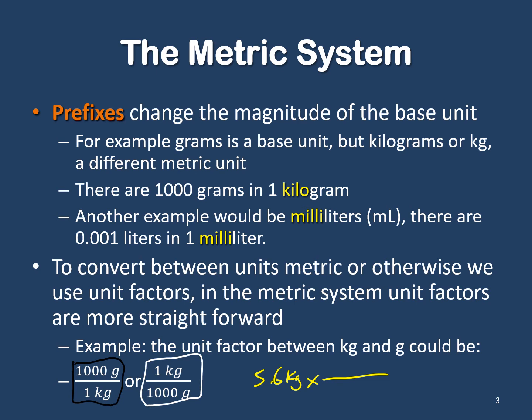Now, how do they cancel? Well, kilograms needs to go in the denominator so that they cancel out. Grams would need to go in the numerator so that I'm left with grams after I multiply by my unit factor. Now I know, because I know my prefixes, that 1 kilogram is 1,000 grams. At this point, I can go, well, kilograms are going to cancel. We're going to be left with 5,600 grams as my answer.